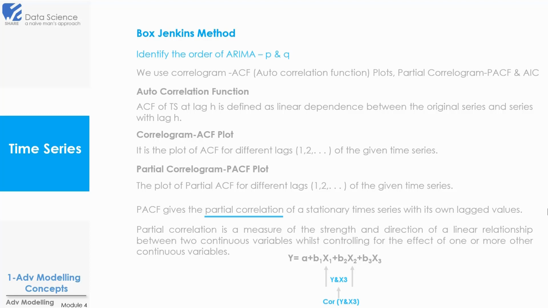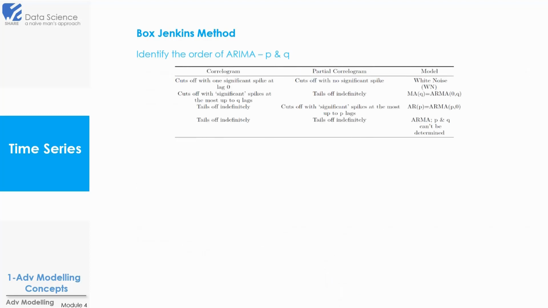Now here is a small table that shows us how we determine the order of P and Q using ACF and PACF. Just have a look at it and keep this table in mind. We'll see the plots in the assignment and we'll see how we decide the order using ACF and PACF plots.